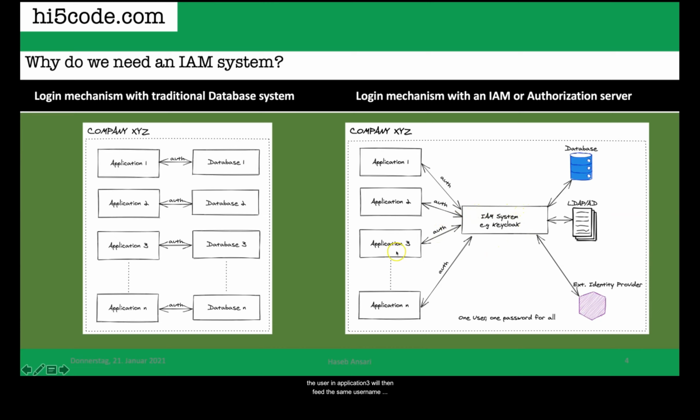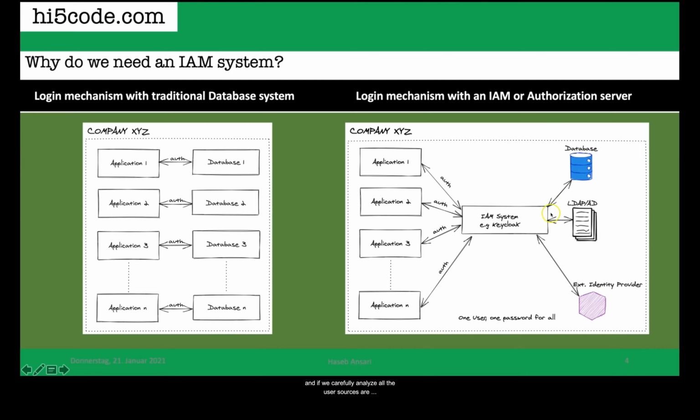The user in application 3 will then feed the same username and password. The IAM system will check from the same corresponding user source as it checked before for that user, and then it will send the signal back to application 3 that the user is a legitimate user and the resources can be shared with the user.